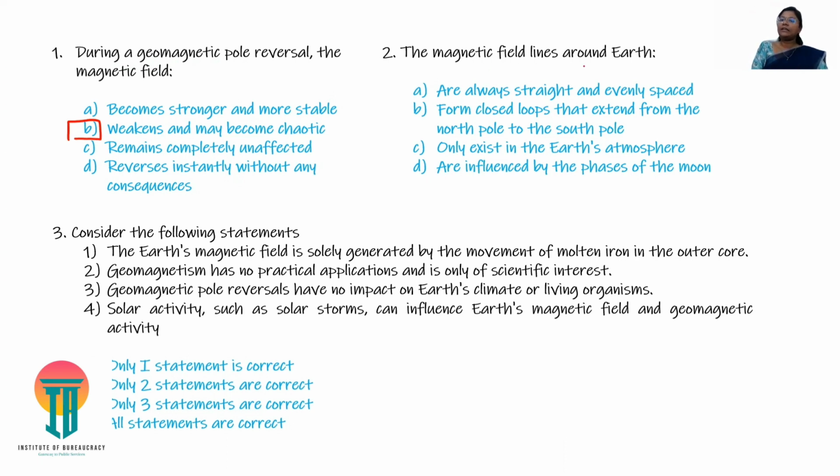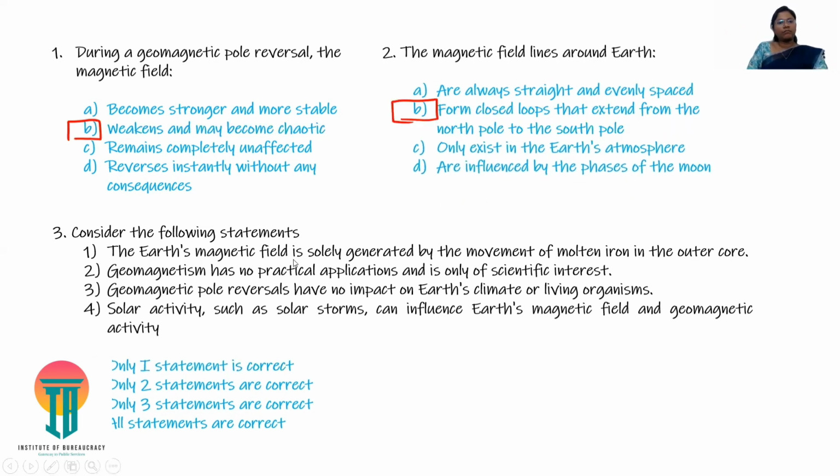Second question, the magnetic field lines around Earth. What are those? They are always straight and evenly spaced. They form closed loops that extend from the North Pole to the South Pole, only exit in the Earth atmosphere, are influenced by the phases of the moon. From the very beginning, we are very clear about it. Like they are closed loops, extend from North Pole to South Pole, obviously, but the distribution of magnetic sphere is not even, right? It is elongated at some regions.